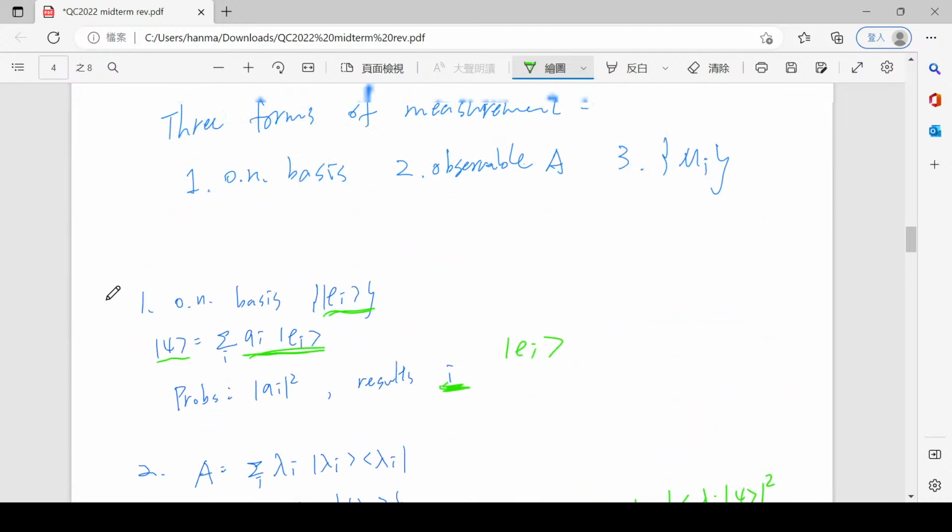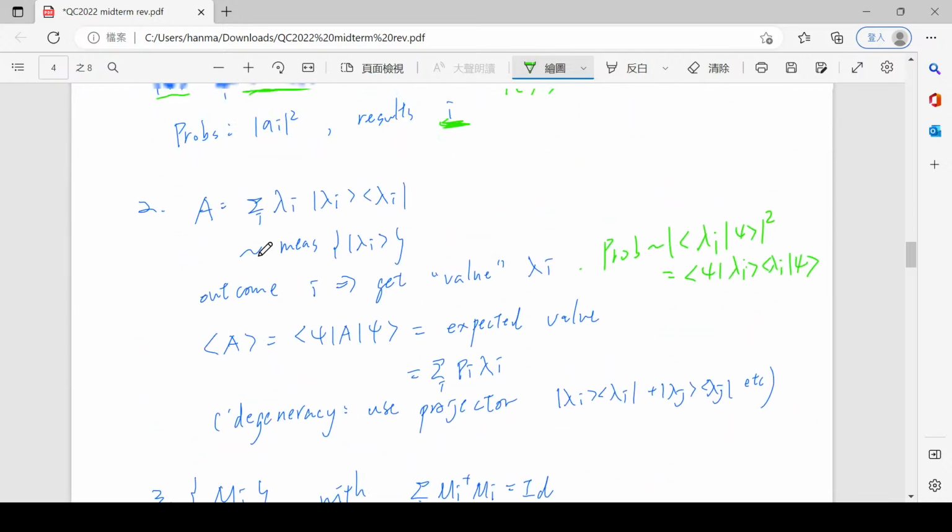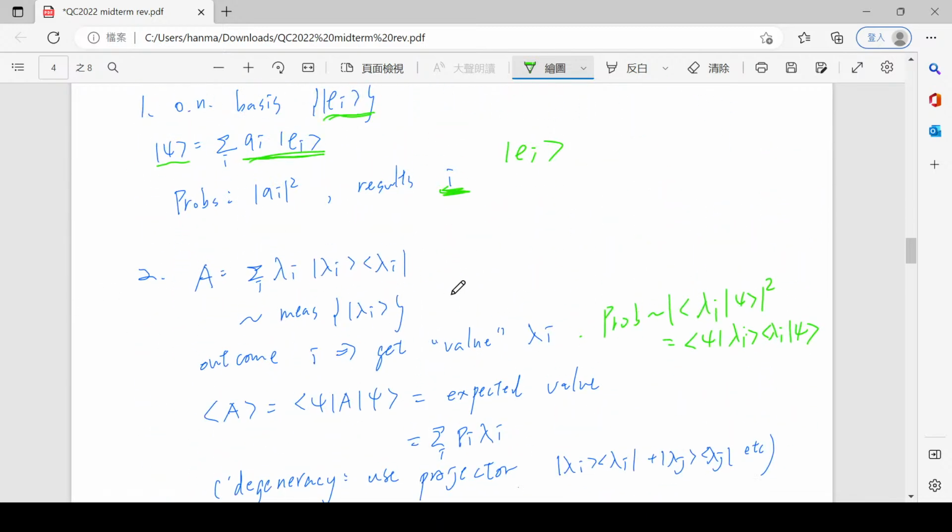And then there is this very physical way of saying we measure some Hermitian operator A. So this is a Hermitian matrix, and that means A dagger equals A. And because it's Hermitian, it can be diagonalized into the summation of lambda_i times the projector onto lambda_i, which is |lambda_i> times <lambda_i|. And Hermitian means all those lambda_i are real numbers.